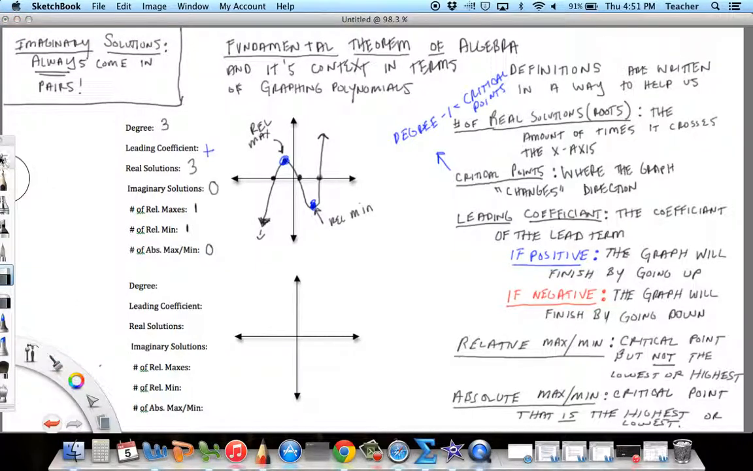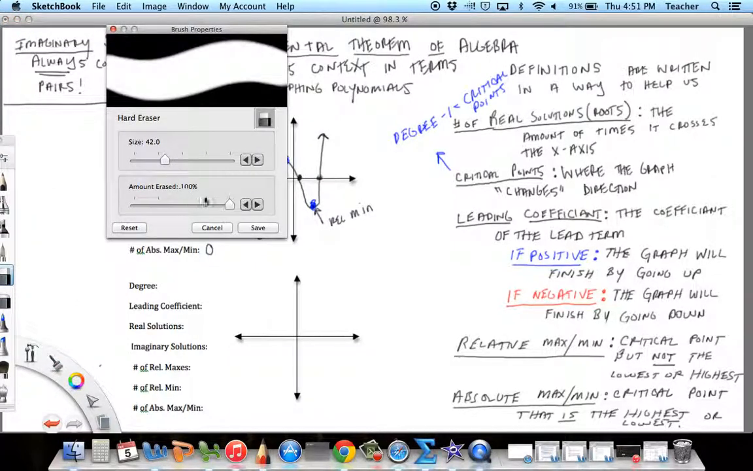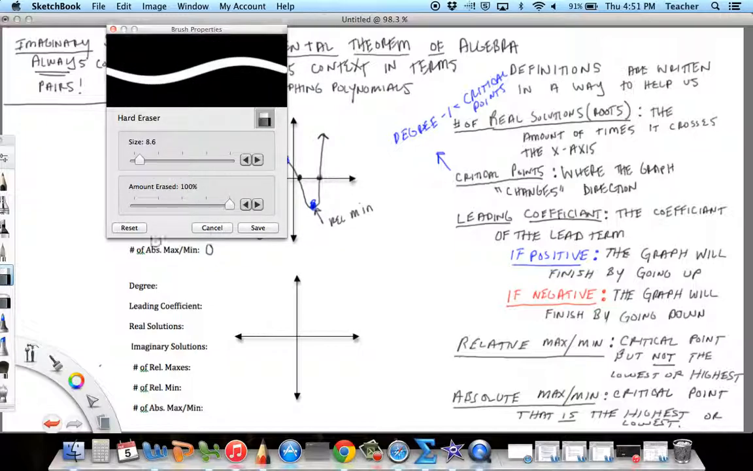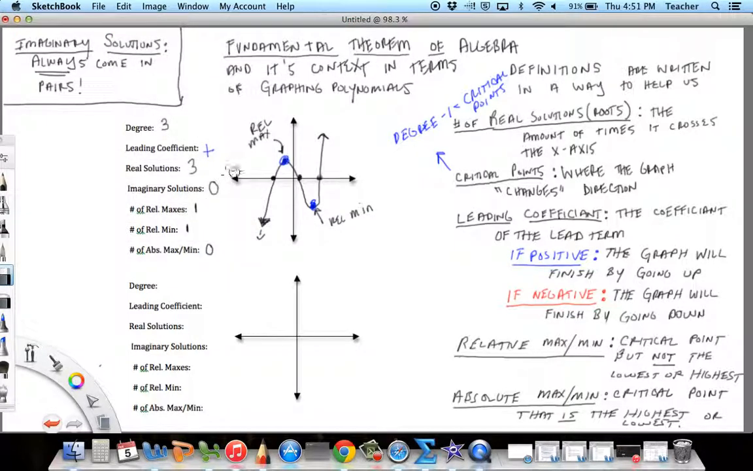Let's say, for example, make my eraser a little smaller here. Okay. So let's start another problem, and I know I have another example right down here. Oh, cool, it's not going to erase my picture. That's good. All right. So now let's talk about another example that we might see here. Let's say I have a degree 4 polynomial.